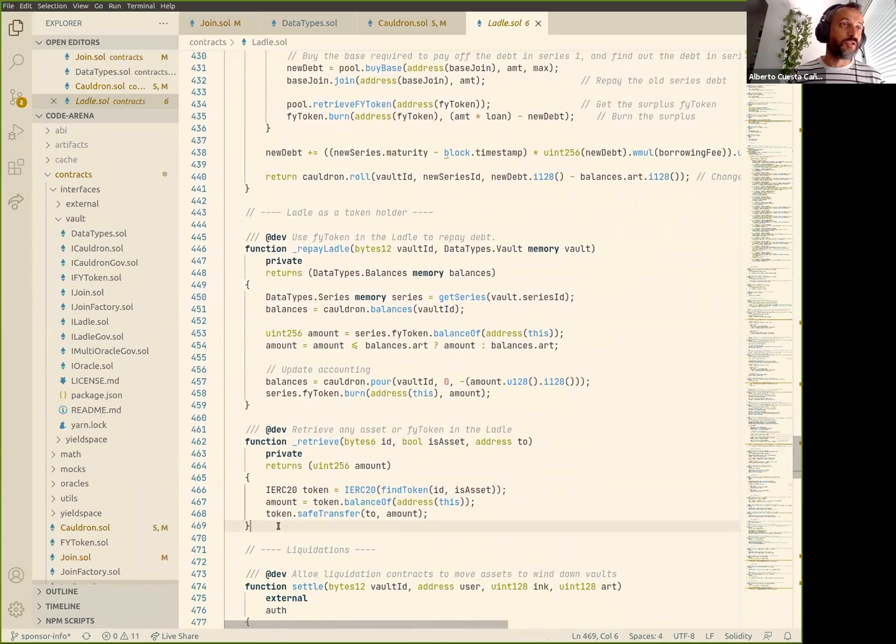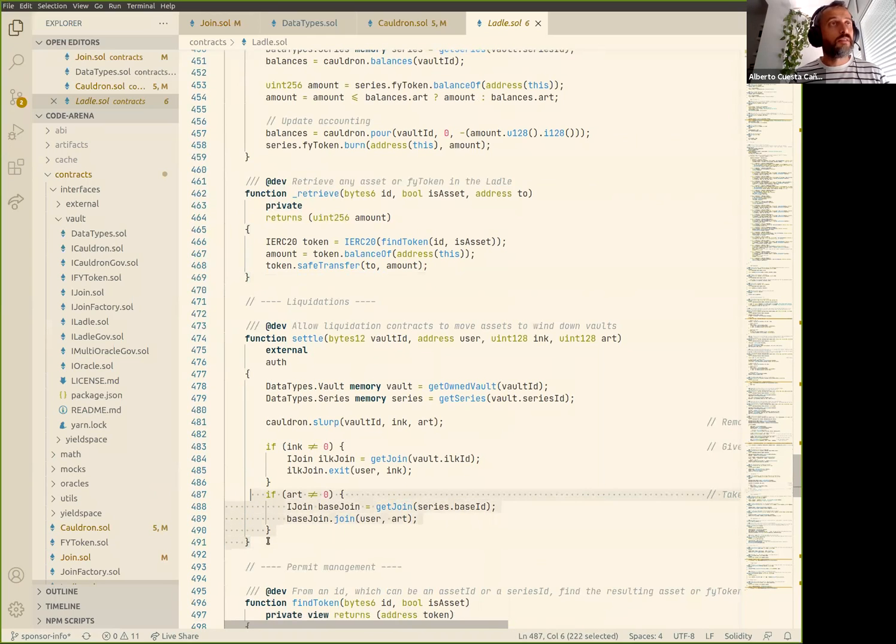We have some functions that I created yesterday to be able to remove liquidity that you have put into the yield space pool after maturity and then use that to redeem or to repay. These are just blocks, bricks that we use to do different things.